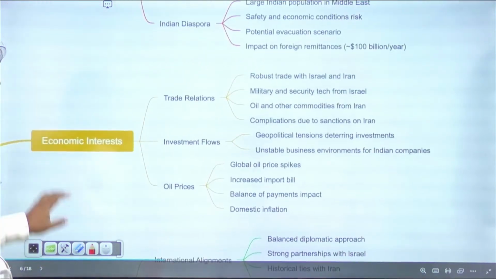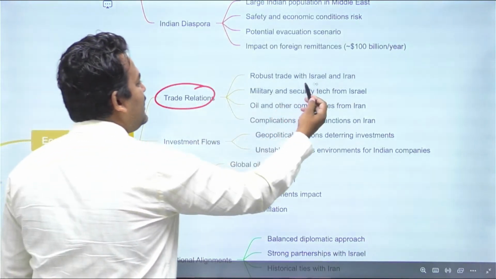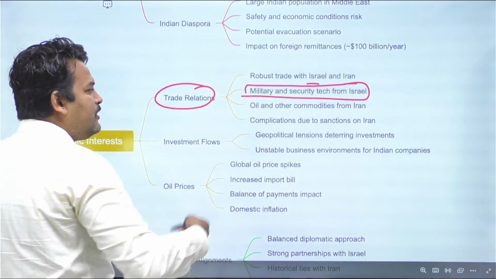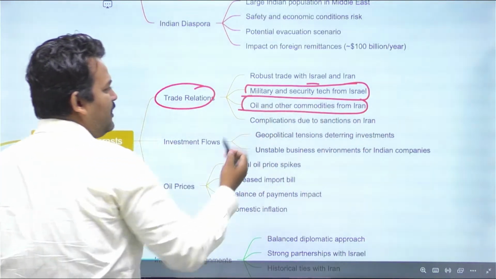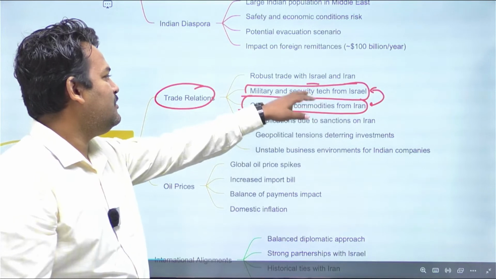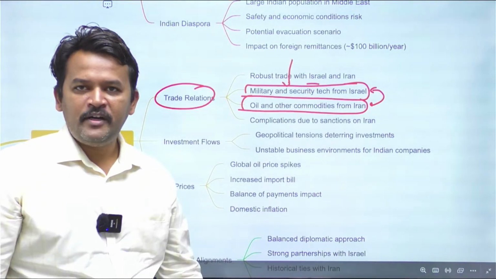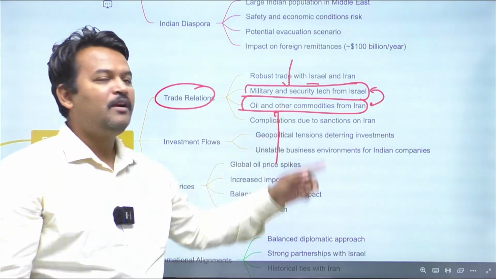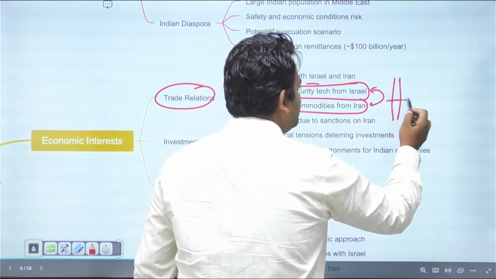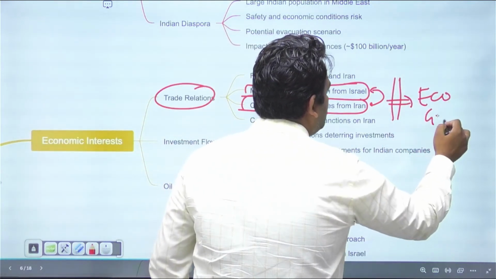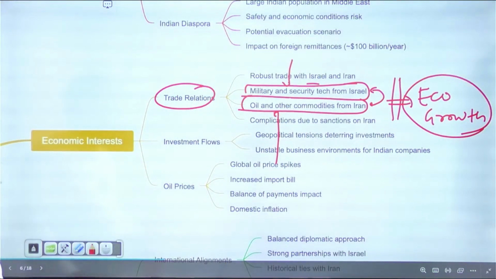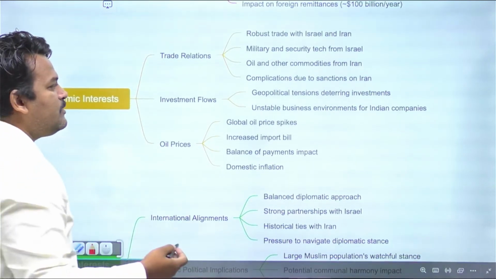Now, economic interest. We have trade relations with Israel as well as Iran. We get military and security tech from Israel. We get oil and other commodities from Iran. And if these two go for a full-scale war, then there will be difficulty in acquiring military and security tech from Israel as well as oil and other commodities from Iran. And if we don't get these items, our economic growth in the short and mid term will ultimately get affected. After that, investment flows will also get impacted.